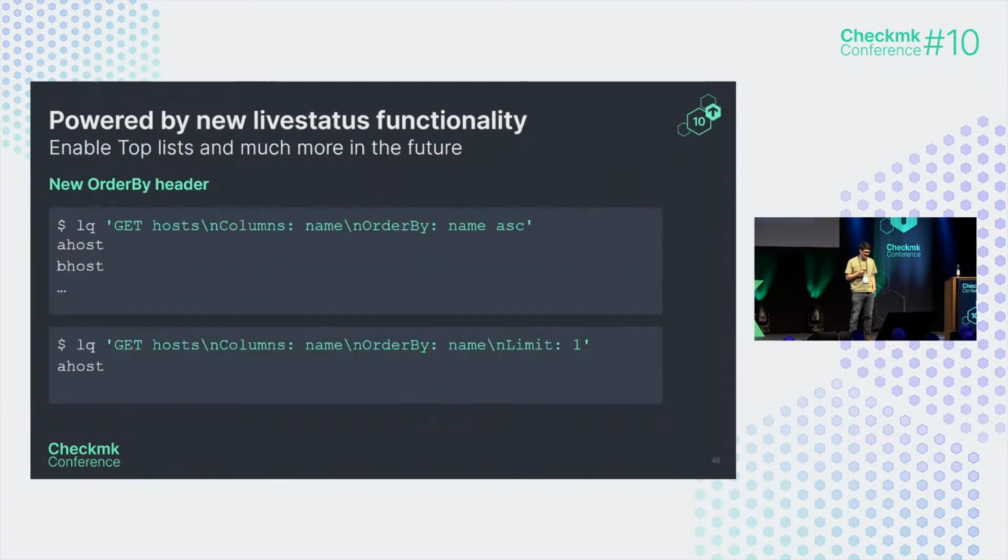The first thing we had to do is add a new order by header. For example, you can now create live status queries which return a sorted list of host names or metrics as well. You can, for example, sort host names A to Z or Z to A. And you can combine this with a limit header to, for example, just return the first result. And for anyone who is working with live status, building their own features, I think this is something very nice and very helpful.